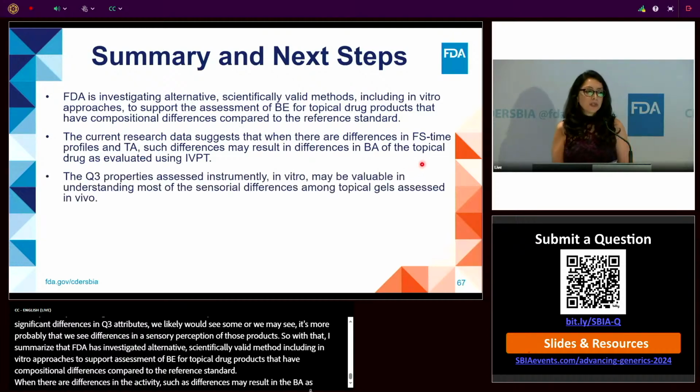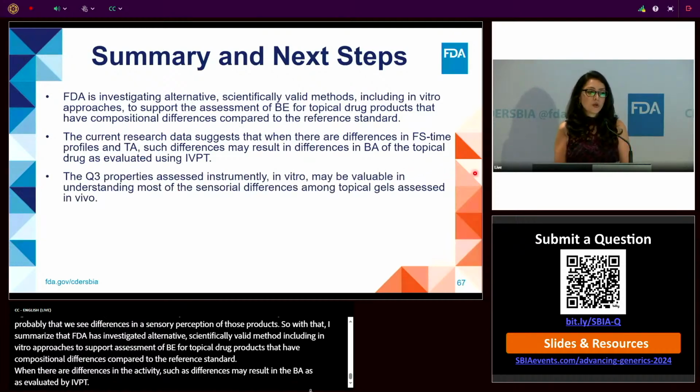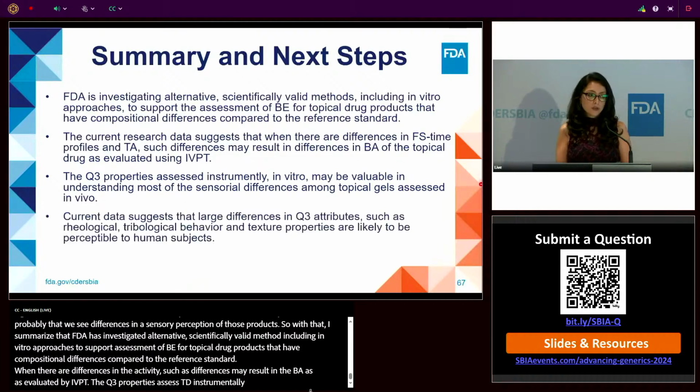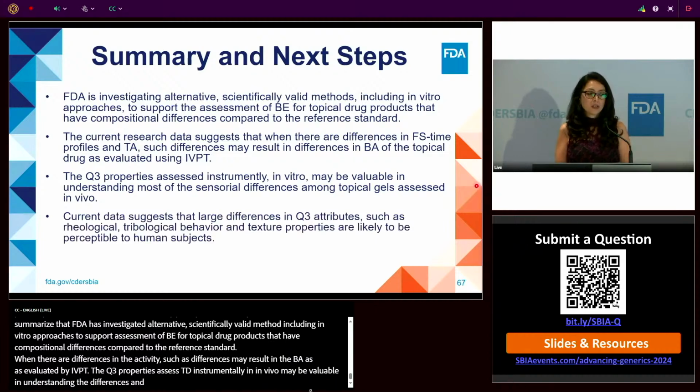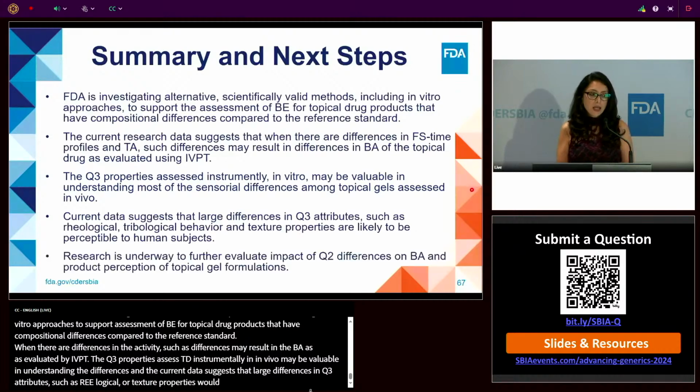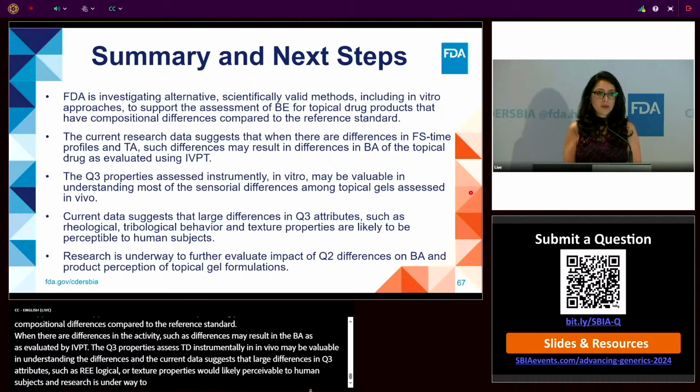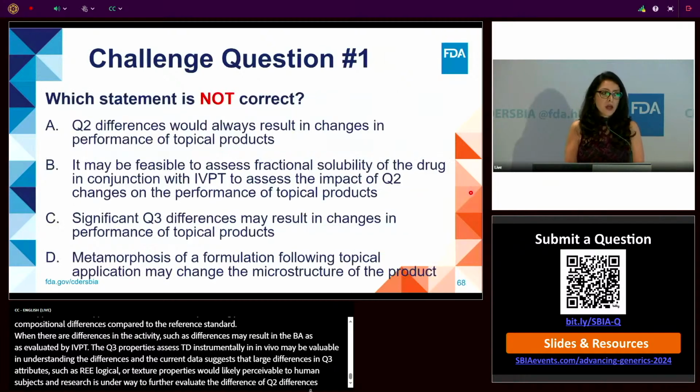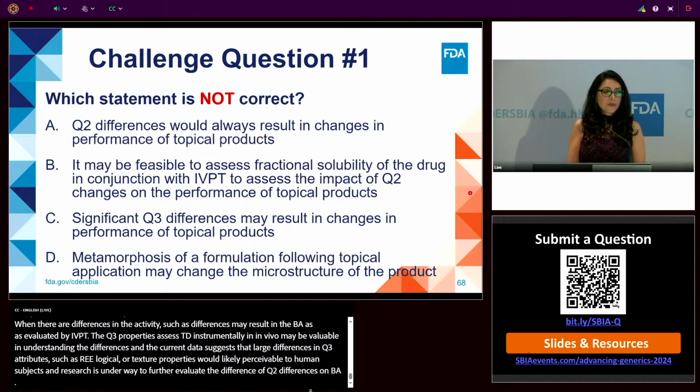The Q3 properties assessed instrumentally in vitro may be valuable in understanding most of the sensorial differences for topical gels in vivo. And the current data suggests that large differences in Q3 attributes, such as rheological, tribological, or textural properties, would likely be perceivable to human subjects. And finally, research is underway to further evaluate the impact of Q2 differences on bioavailability and product perception of topical gel formulations. So here are my challenge questions.